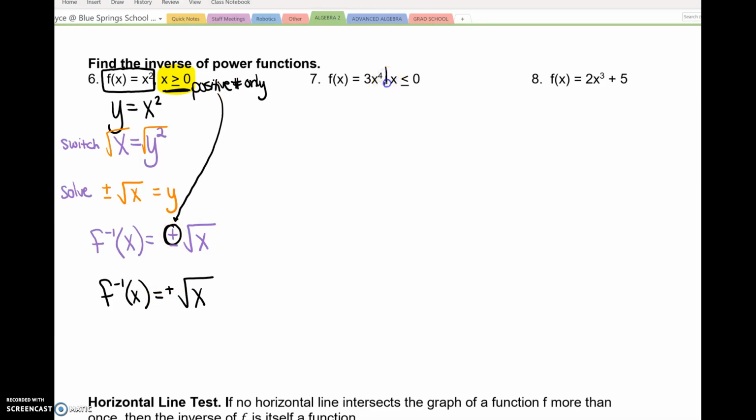Take a look at number 7. It's asking us for negatives only. So in that plus minus symbol, which symbol do you think we're going to use in front of the radical? Minus. So let's do this one. F of x is a fancy way of saying y equals. To find the inverse, we switch x and y. So y becomes x, x becomes y.